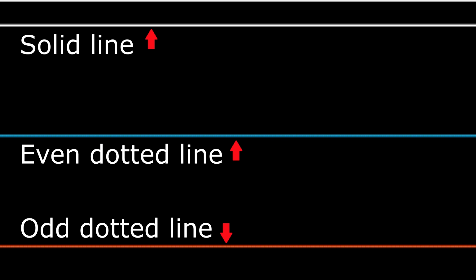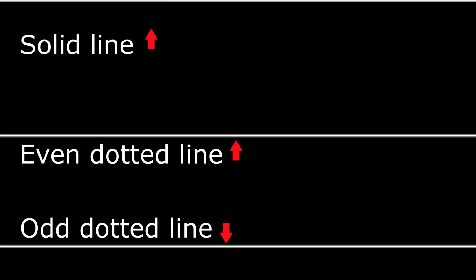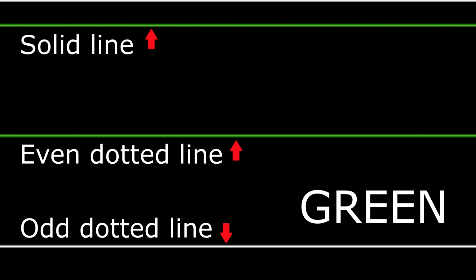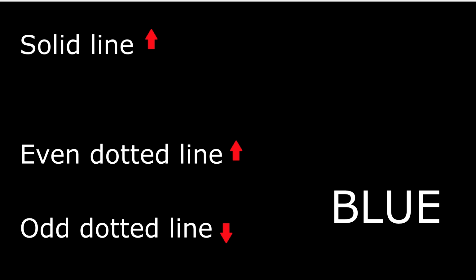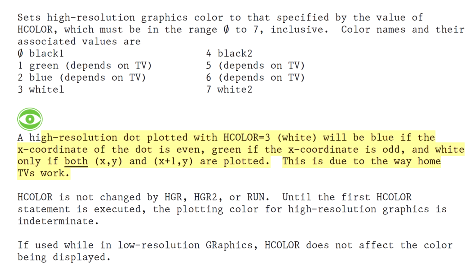Now let's run through those colors again, but we're going to start the screen off with solid white lines before we start drawing our colored lines. Notice how this time we get green in the middle, whereas before we got green on the bottom. All the colors are going to be reversed. The AppleSoft Basic Manual tries to warn us with this comment here. A high-resolution dot plotted in white will be blue if the x-coordinate of the dot is even, green if the x-coordinate is odd, and white only if both x,y and x plus 1,y are plotted.